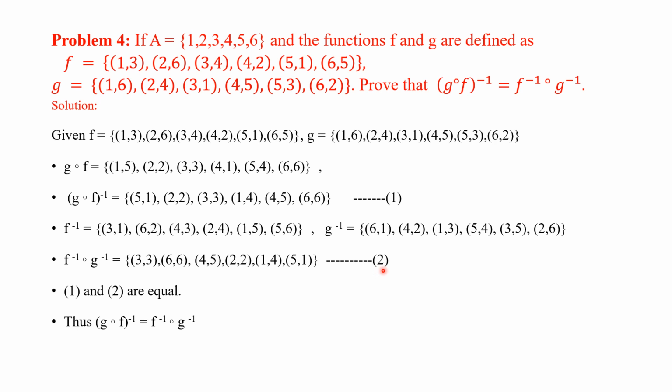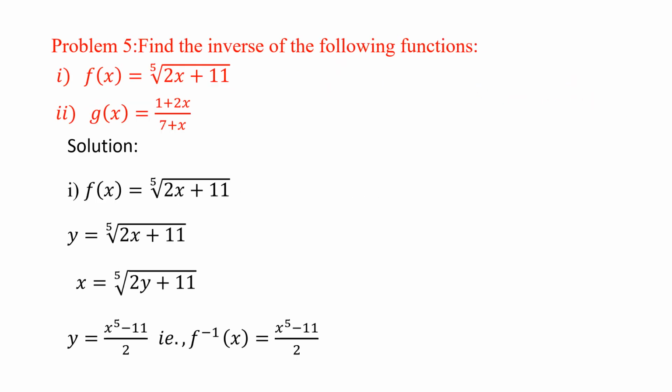You name this as equation number 2. When you compare equation 1 and 2, they are the same. They are equal. Thus the relation is satisfied. That is, G composition F the whole inverse is equal to F inverse composition G inverse.